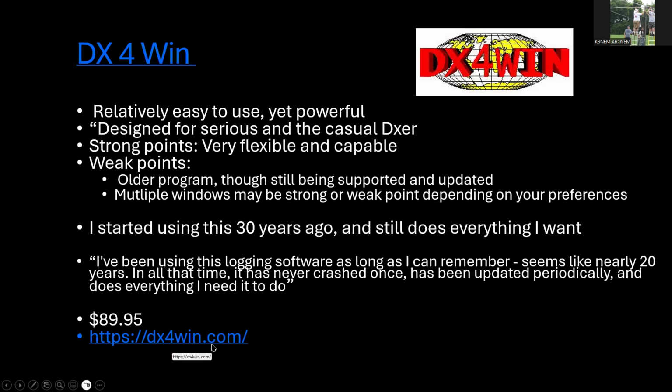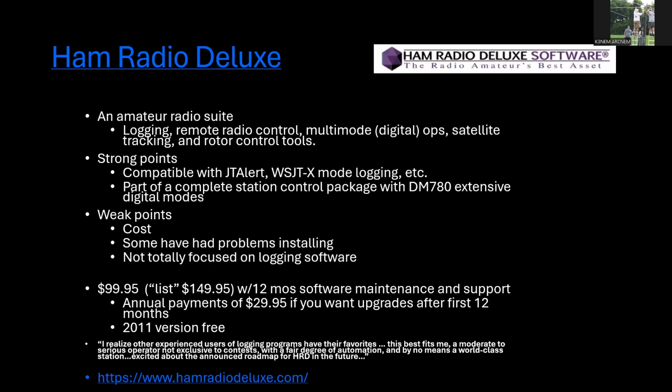Here's the link. Ham Radio Deluxe is a popular suite, quite a different suite from the DX Labs. It not only does logging, it does remote control of your radio, multi-mode digital capability, satellite tracking, rotor controls, all kinds of stuff. The strong points are it's compatible with something called JT Alert, which the FT8 people like to use when they're looking for specific stations on FT8. And it does the WSJT-X logging directly in the program. Plus it has this DM780 digital package, which has all kinds of different digital modes in it.